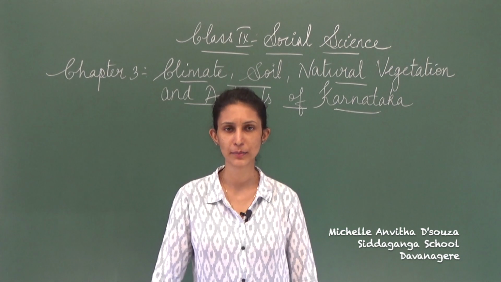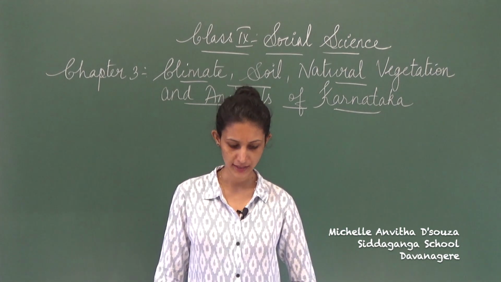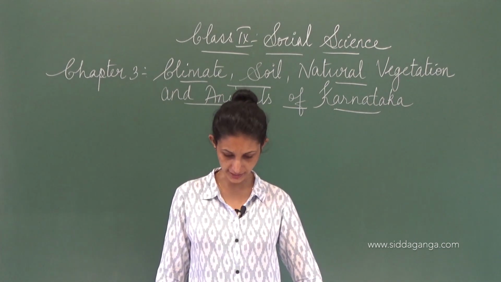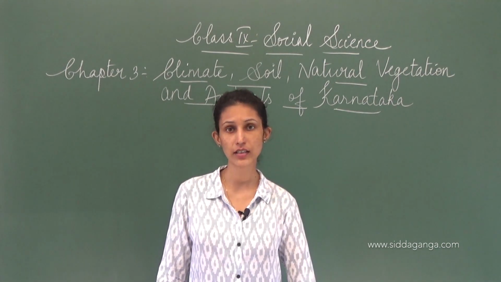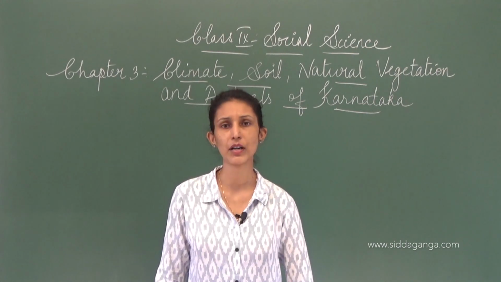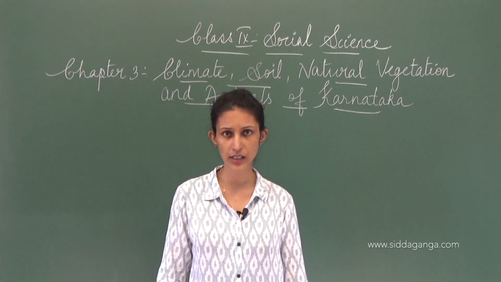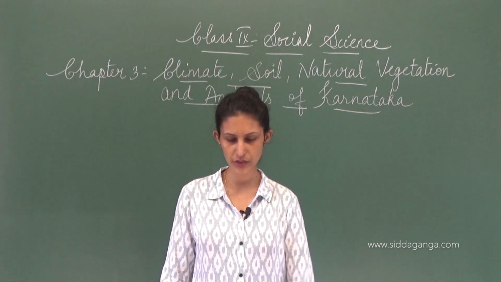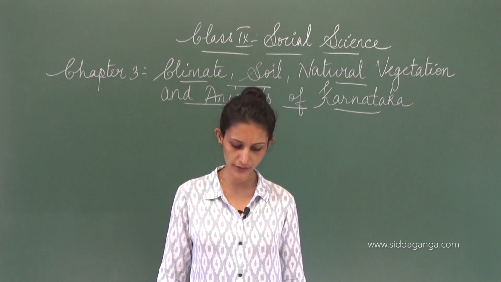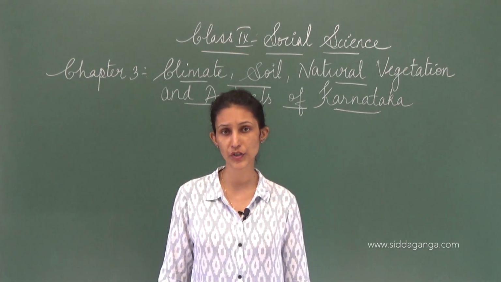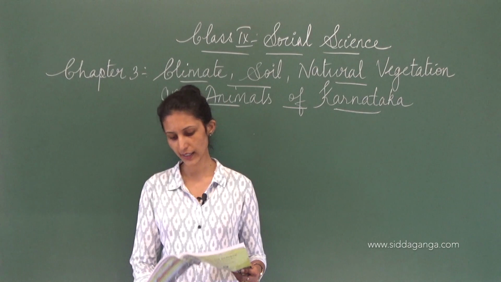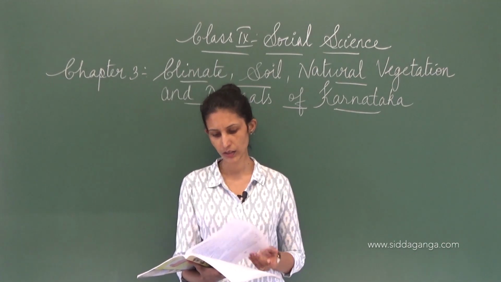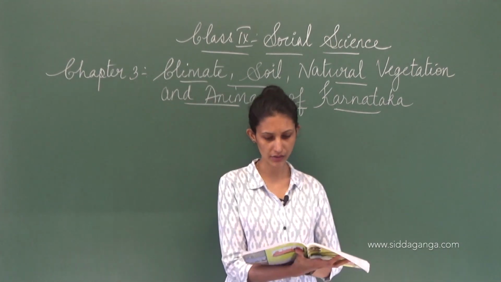Hello students, welcome back to your social science class, and today we're going to continue the chapter Climate, Soil, Natural Vegetation and Animals of Karnataka. We had discussed an introduction to natural vegetation in the previous class. Today we will study the types of vegetation, the different kinds of forests, how forests are distributed, and we will get into animal resources. With that we can wind up the lesson today.